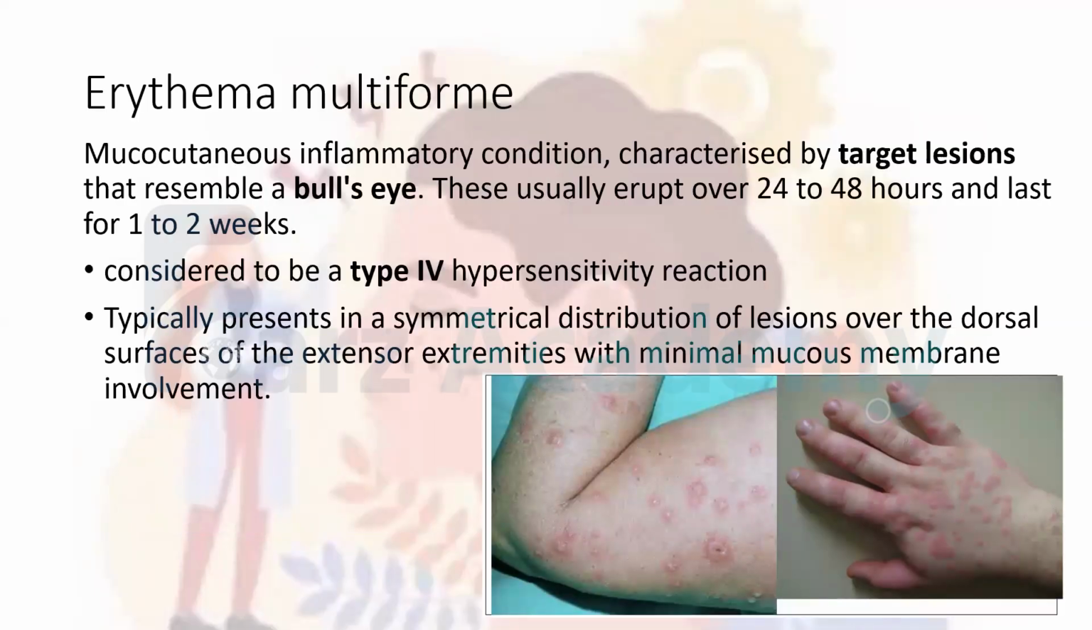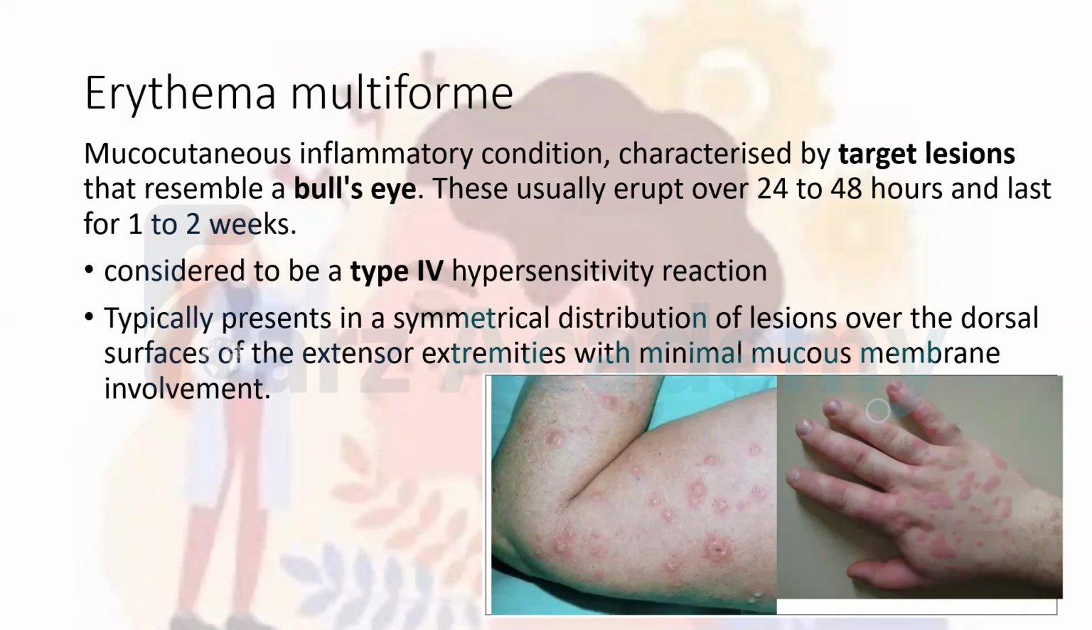Next topic is erythema multiforme. This is a mucocutaneous inflammatory condition characterized mainly by target lesions or bullseye lesions. I have put the images here. If you can see the pictures, you can see a target lesion or something that resembles a bullseye. They usually erupt over 24 to 48 hours and last for almost 1 to 2 weeks. This is also a type 4 hypersensitivity reaction, and it presents in a symmetrical distribution.